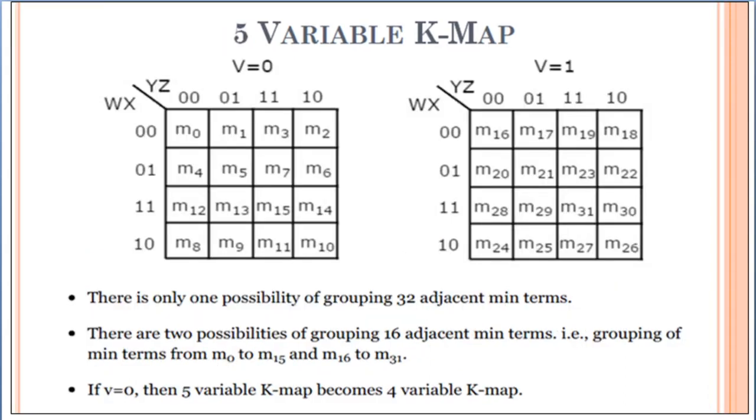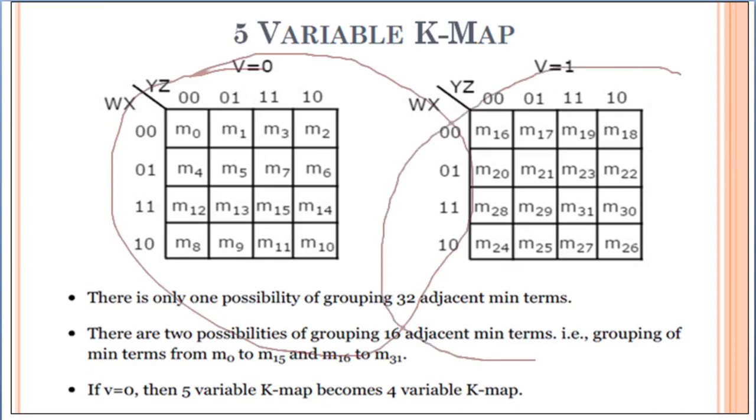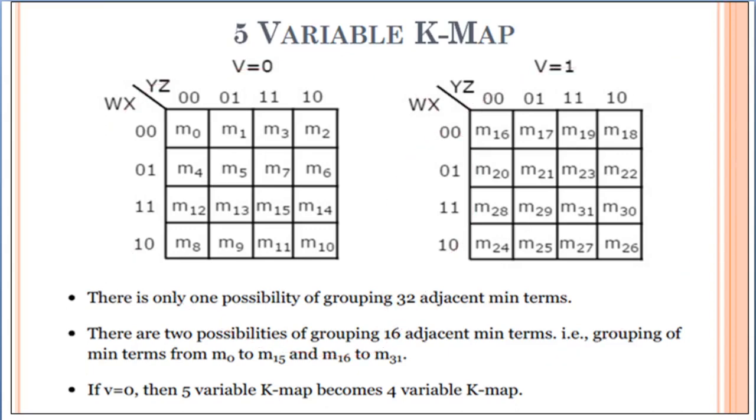This is the 5 variable K-map. We have to create two K-maps of 4 cross 4. That means 4 variables for this and 4 variables for that. But here we have 5 variables, that means V, W, X, Y and Z.